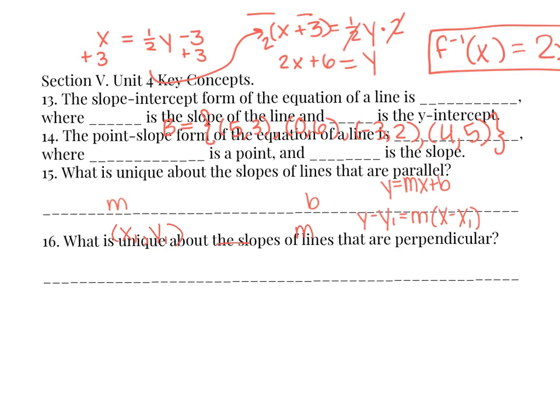Then I've got questions 15 and 16, which we spent a solid week on. That's where we're talking about parallel and perpendicular lines and all about their slopes. So what is unique about the slopes of lines that are parallel? Well, if I looked at those equations, I would know that they both have the same slope. Then question 16 says, what's unique about the slopes of lines that are perpendicular? Well, that's where they're opposite reciprocals. Not opposites or reciprocals, they're opposites and reciprocals of each other.